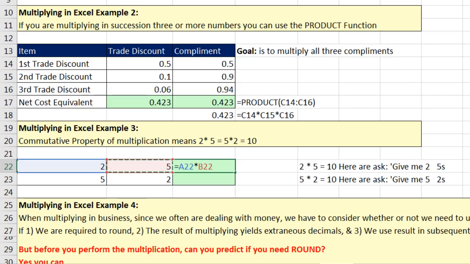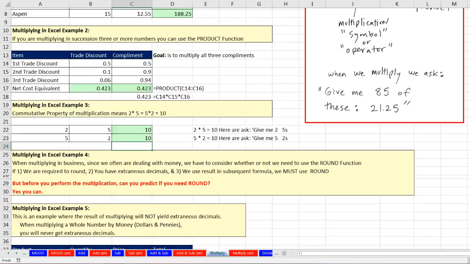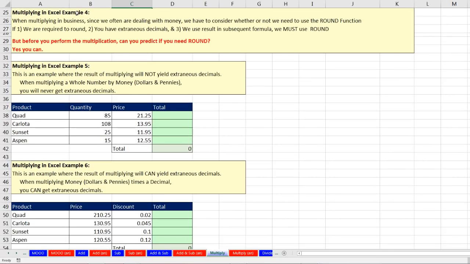Hey, that's 2 times 5. And really, we're asking, hey, give me 2 5s. Enter. Equal sign, left arrow, times, left arrow. When I hit enter, whoa, I got the same exact answer. Here we're asking, give me 5 2s. Now we want to go look at our next example, example 4.